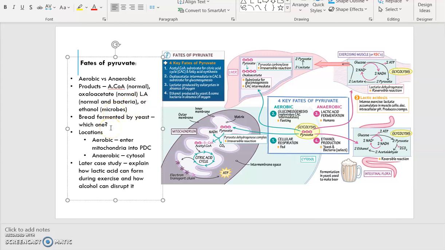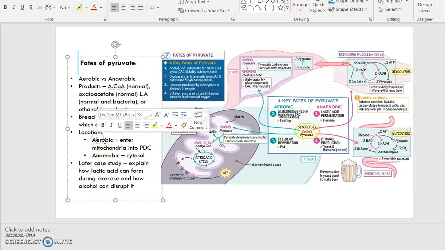One of the questions you can ponder is the bread fermented by yeast. Which one is the fate of the pyruvate? It is ethanol, which means we are eating bread with ethanol. But why won't we get drunk when we eat the bread? You can think about it.